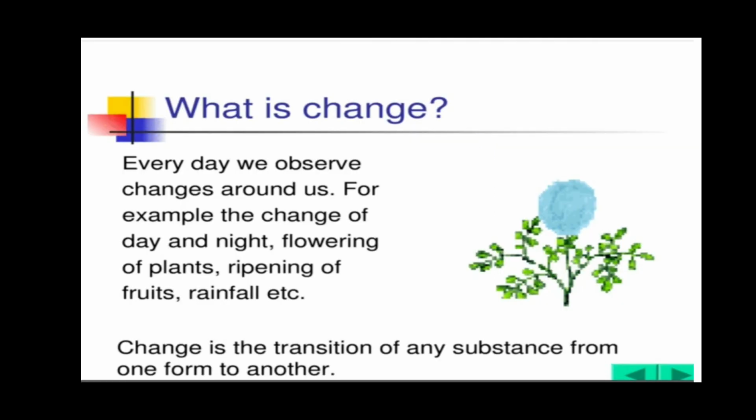So every day we observe changes around us. For example, the change of the day and night, flowering of the plants, ripening of the fruits, rainfall, change in weather occur due to the revolution of the earth around the sun. Similarly, the day and night they are caused due to the rotation of the earth.